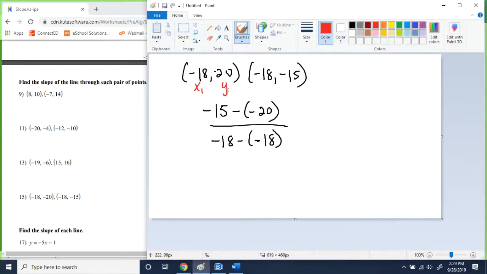Make sure you label. Out of my habits, I know what I'm doing, so I just already put that down. But in the learning stages of this, it's important for you to label your points. I have two negative signs together, make it a big plus sign. So I actually have 5 over 0, which means this slope will be undefined because the 0 is in the denominator.